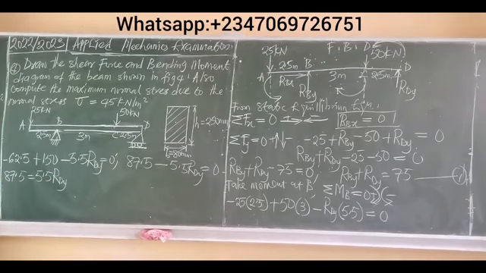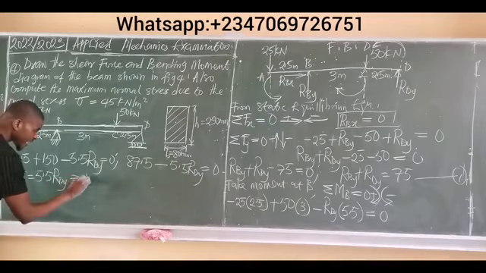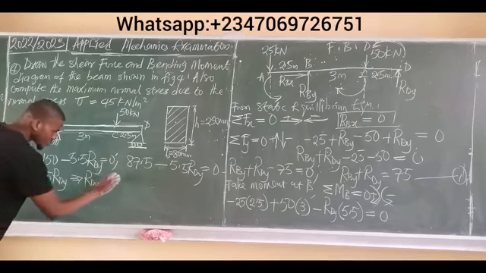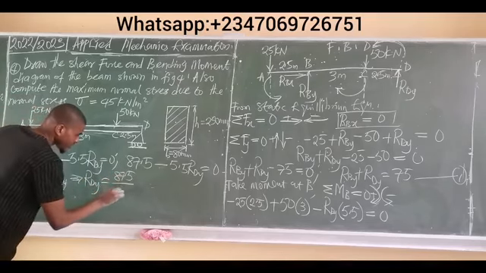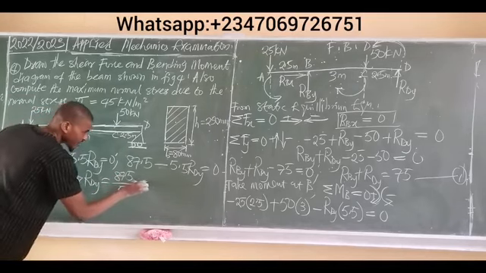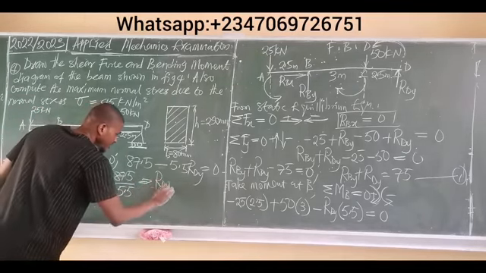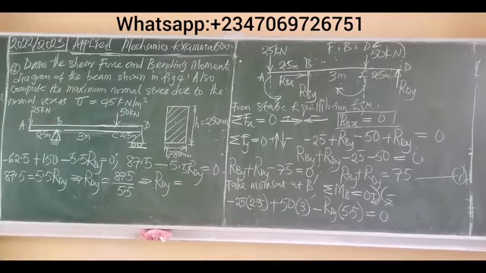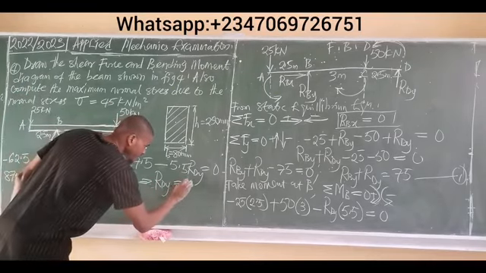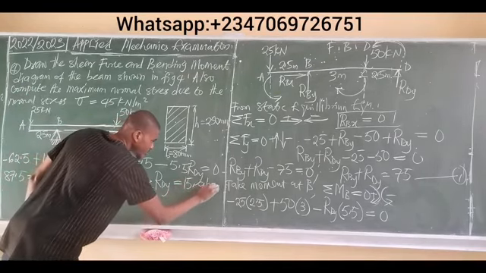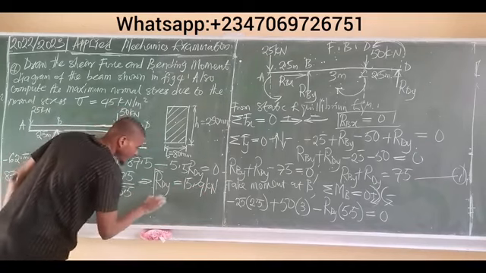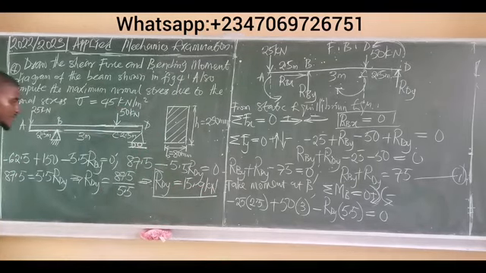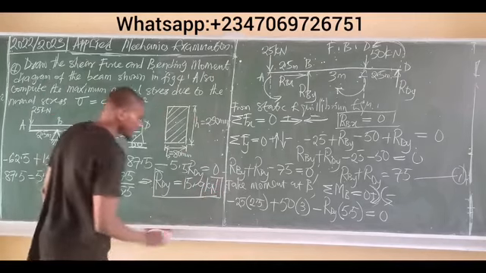Hence, we have 87.5 is equal to 5.5 RDY. Now, in order to find RDY, we divide both sides by 5.5, which is the coefficient of RDY. So this implies that RDY is equal to 87.5 divided by 5.5. That gives us approximately 15.9 kilonewtons. So this is now the value of the unknown reaction at point D, 15.9 kilonewtons.